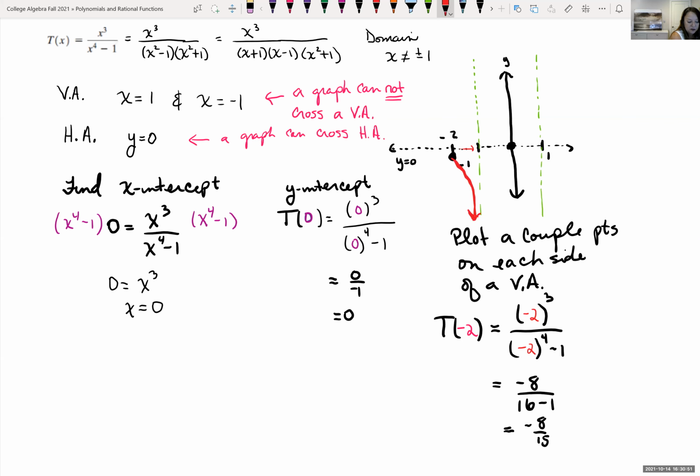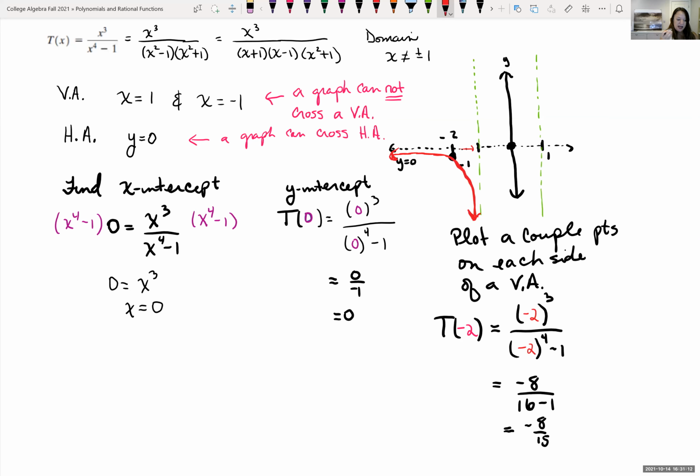I know I have a horizontal asymptote here. So as x is going to infinity, this is going to be going off to 0. It's getting closer and closer to y equals 0. Again, I know that's not above the x-axis because we would have found that as an intercept.